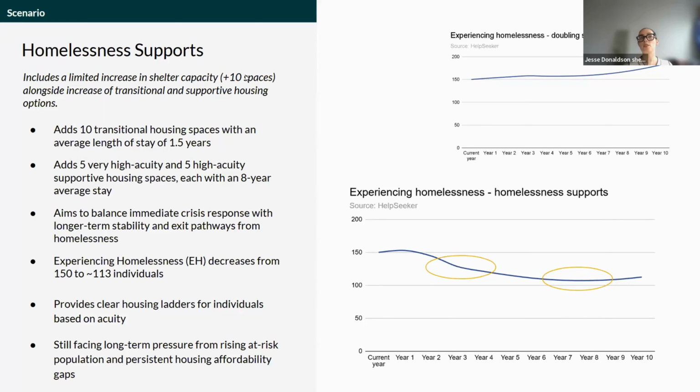So what we know is that's great. Building these 40, I think, spaces is a better outcome than just putting all our money in shelter. But if we don't keep building through year 7, 8, 9, 10, we're going to start to lose traction as our population grows.